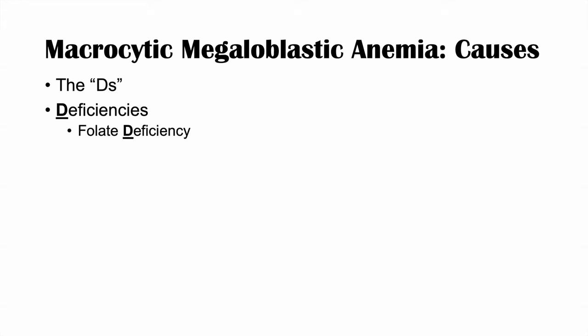So we're going to first talk about some of the causes of macrocytic megaloblastic anemia. I like to refer to these causes as the Ds, and you'll see what I mean here. The first D is deficiencies. The first one I'm going to talk about here is folate deficiency. Folate deficiency can cause macrocytic megaloblastic anemia.